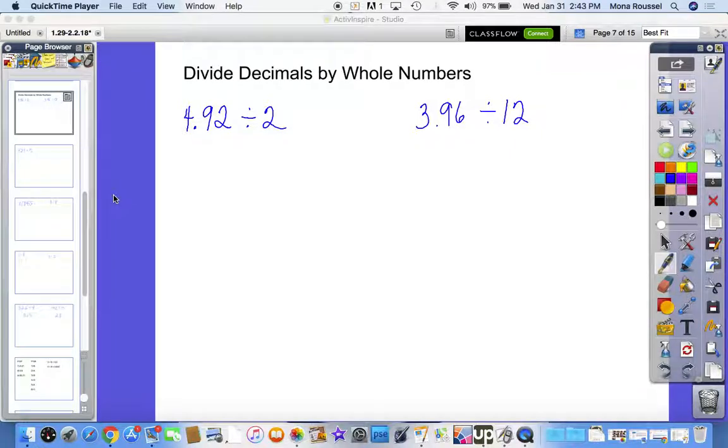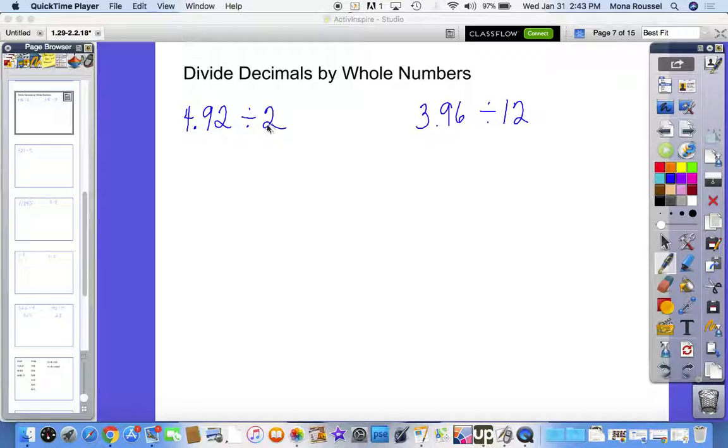When you divide decimals by whole numbers, it's very similar in process to dividing whole numbers. So the first thing we need to know is how to set up this problem correctly into a long division form in order to follow the long division steps. So this is 4 and 92/100ths divided by 2.